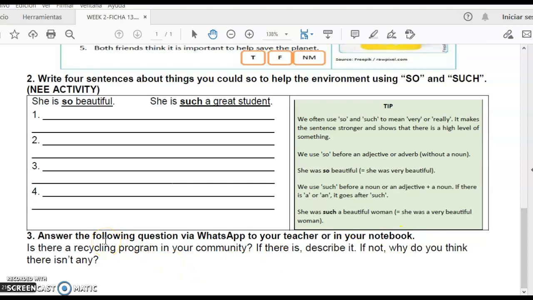Now, in exercise number 3, you have to answer the following question via WhatsApp. So you have to send me the audio. Okay, is there a recycling program in your community? Is there a recycling program in your neighborhood, maybe? The place where you live? Yes, miss, there is a recycling program in my community. If there is, describe it. If not, why do you think there isn't any? So I think taking care of the environment is very important for me. So there must be a recycling program in my community.